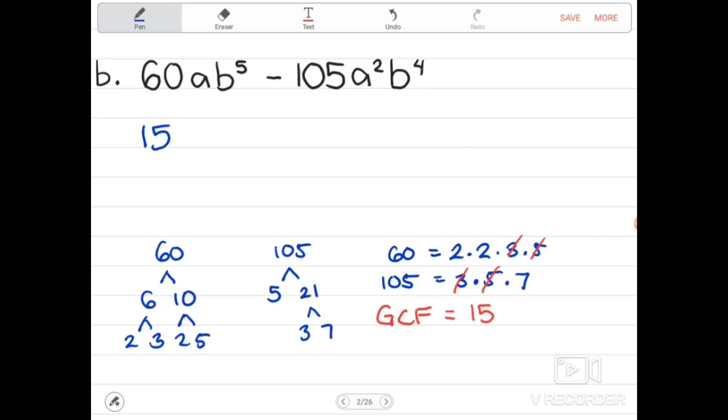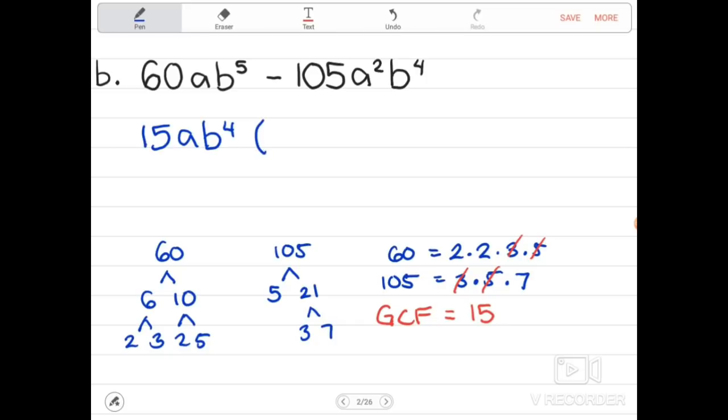Then, for the variables, kunin lang natin yung pinakamababang exponent sa kanila. Dapat pareho silang meron nun, ha? So, we have a and a squared. So, pinakamababang exponent is a. For b raised to 5 and b raised to 4, ang pinakamababang exponent is 4. So, this will be our common monomial factor.